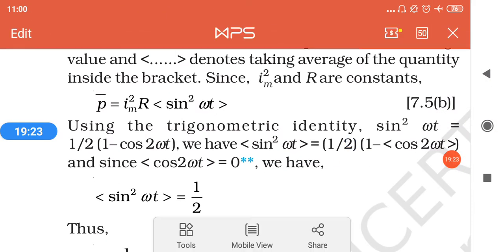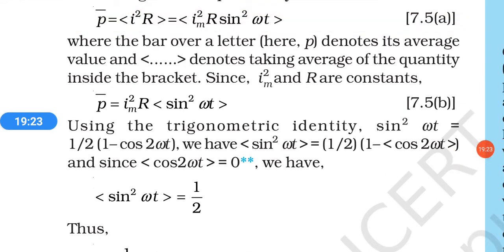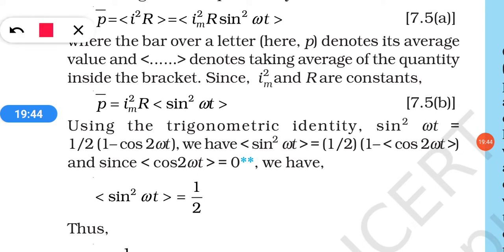First of all, sin square omega t. From the trigonometric identity, sin square omega t is equal to 1 by 2 (1 minus cos 2 omega t). So the basis is sin square omega t equals 1 by 2 (1 minus cos 2 omega t).